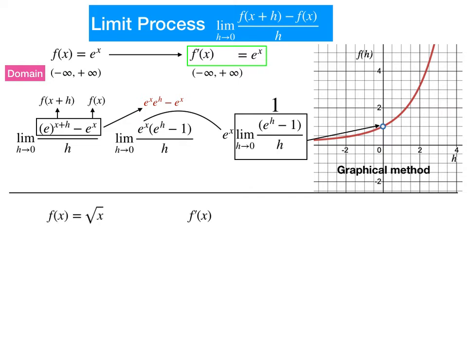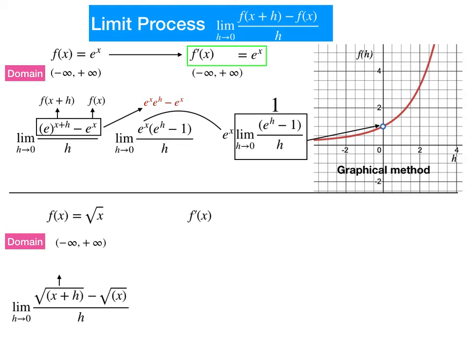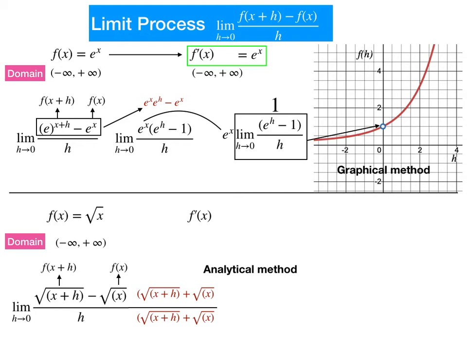Now let's look at the next function, square root of x. The domain of this function is also our real numbers. And we establish this limit problem where square root of x plus h is f of x plus h, and square root of x is f of x. In this case, we're going to use the analytical method to find the limit by multiplying the top and the bottom by the conjugate of the numerator.